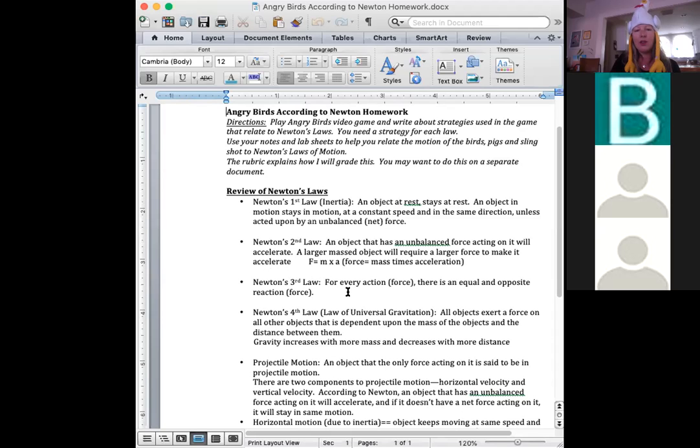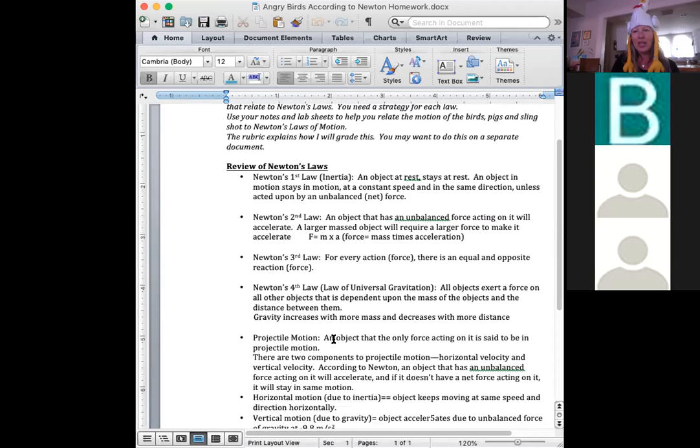But today we're going to learn, and you actually do already know this law, you just don't know it as Newton's law, but it is the universal law of gravitation. So it's about gravity. That's one of Newton's laws as well, and you're going to give me a strategy using gravity in this game, and projectile motion, which has to do with gravity. And both of these 2 things we're going to learn about today.